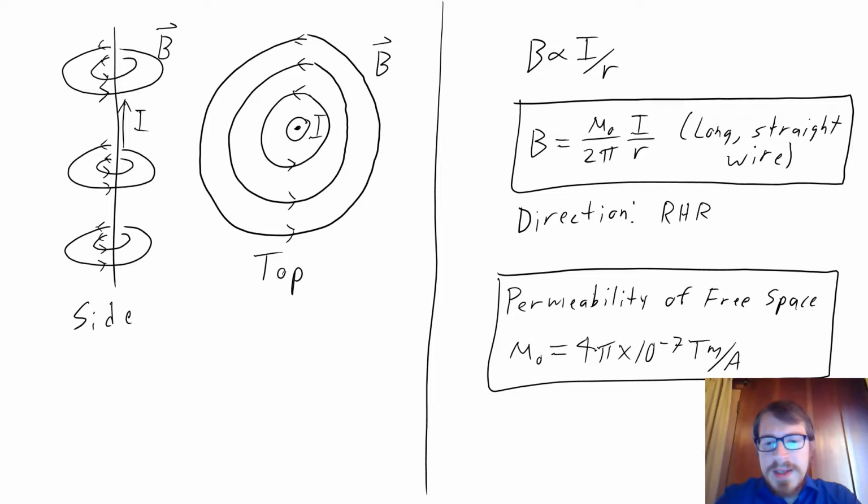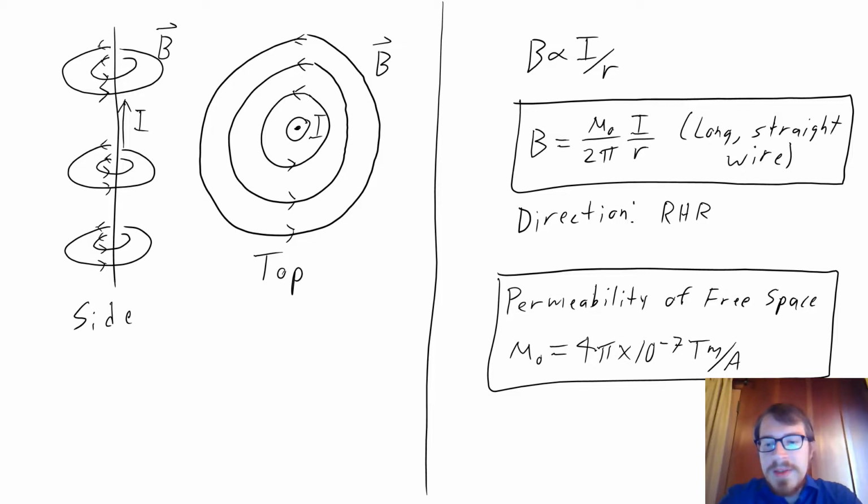Now, this constant mu naught should not be confused with either the magnetic dipole moment or our electric constant, epsilon naught. This constant mu naught is the magnetic constant, also known as the permeability of free space. It essentially tells us how well magnetic fields are able to propagate through free space. The value of mu naught is 4 pi times 10 to the minus 7 Tesla meters per amp.